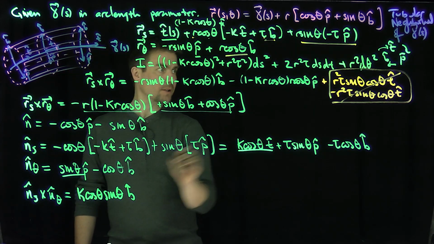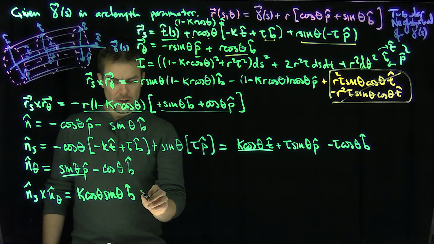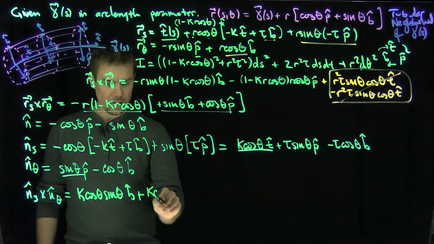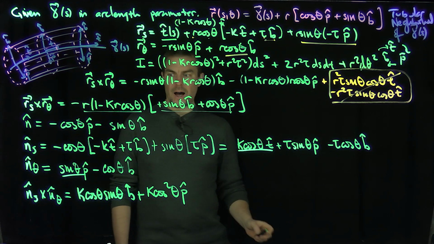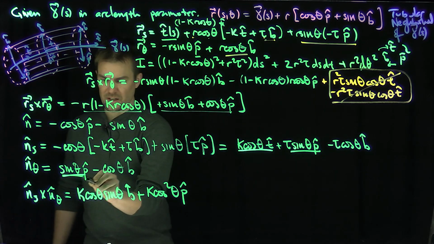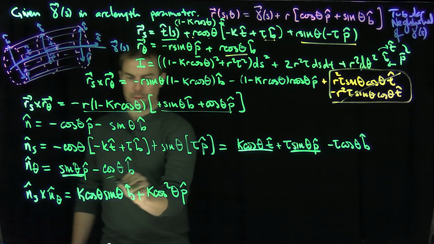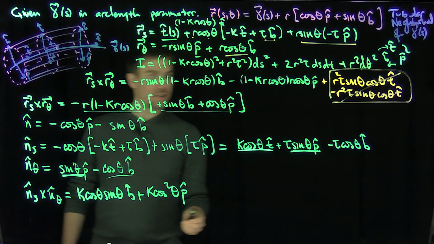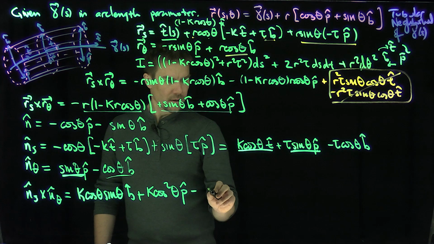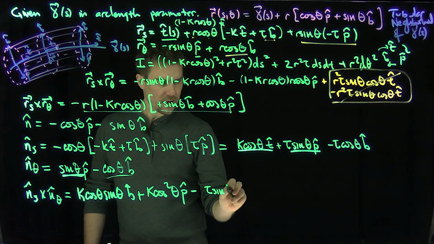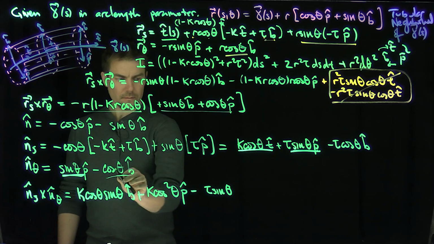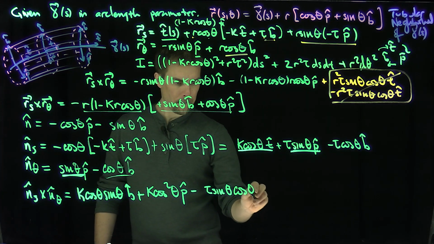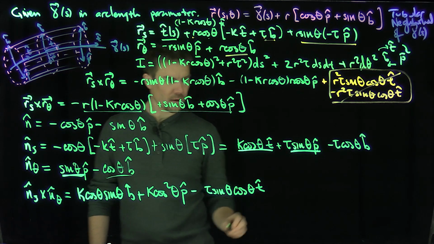If I do t cross b, it is negative p. So that's going to be a plus kappa cosine squared theta p hat. Now, p cross p is going to be 0, and then p cross b is going to be t. So I'm going to have a negative t sine tau sine theta, and then a cosine theta, like that. That's a t hat term.